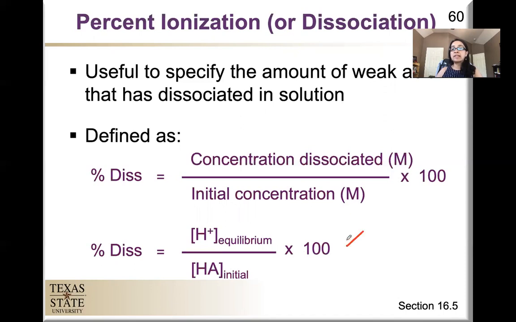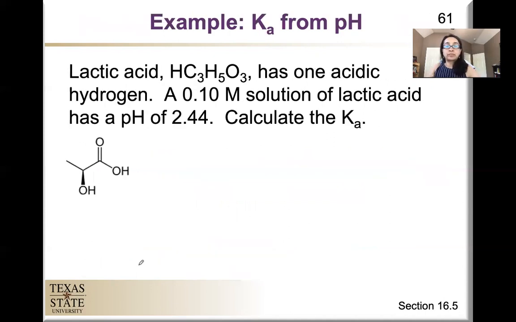This equation is the one that you would utilize, for example, if you have used an ice chart. Once you identify your value of X, the value of X would represent the hydrogen ion at equilibrium. And so you can plug it in here and divide it by the initial concentration of the acid in order to find the percent dissociation or percent ionization.